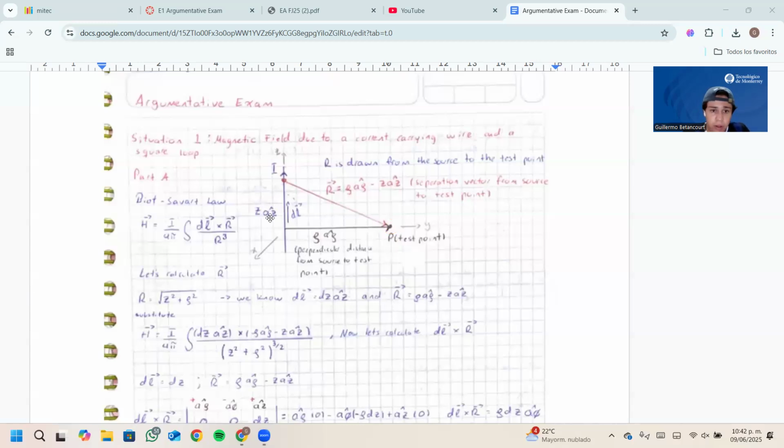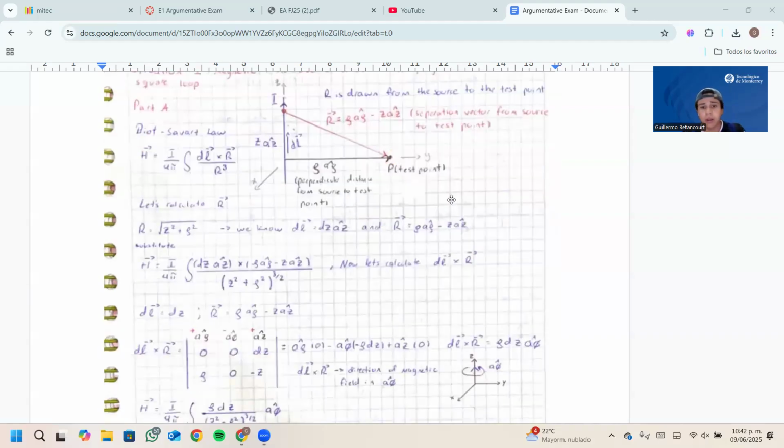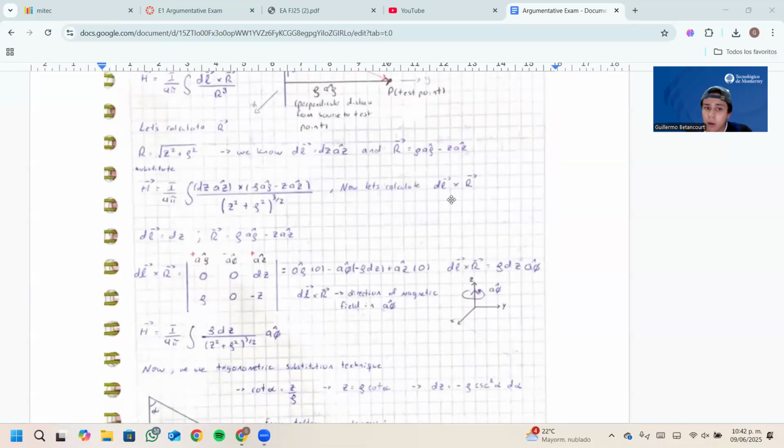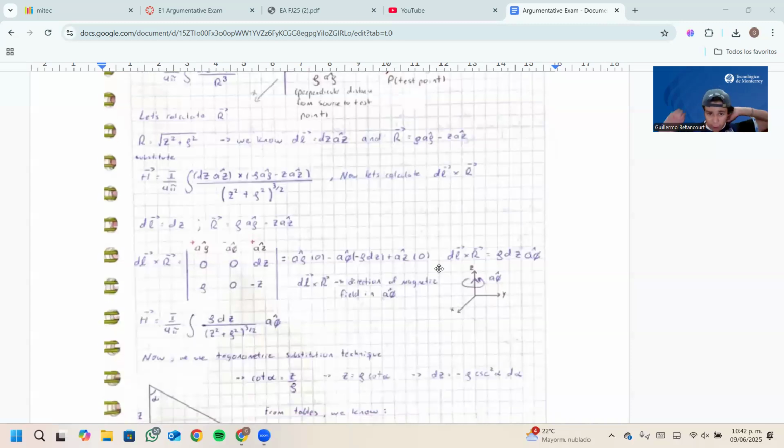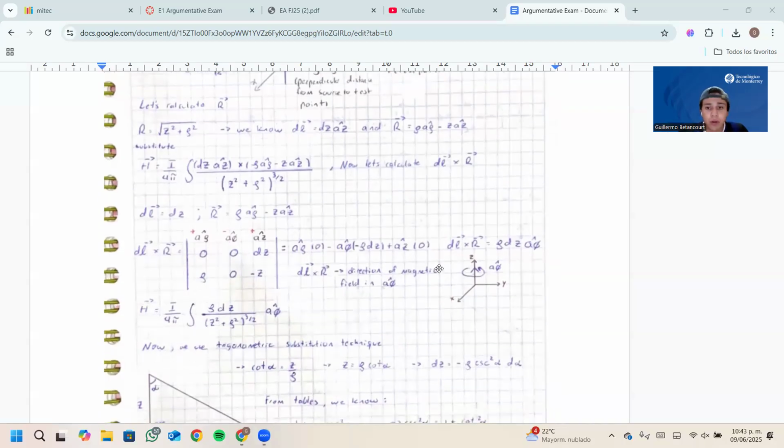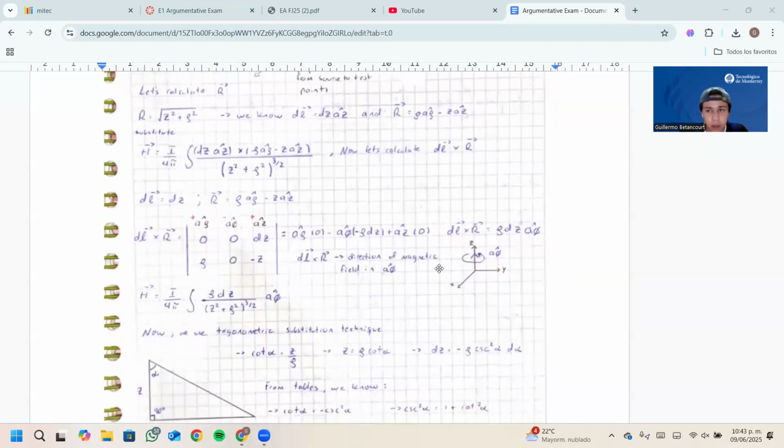And then we are going to calculate r, knowing that dl is the differential of z in the direction of z, and that the r vector is equal to rho in the direction of rho minus z in the direction of z. We can substitute in this equation. Now we are going to calculate the cross product between dl and r. With this, we are given the direction of the magnetic field in the direction of phi, which we know is in the positive z, in differential z.